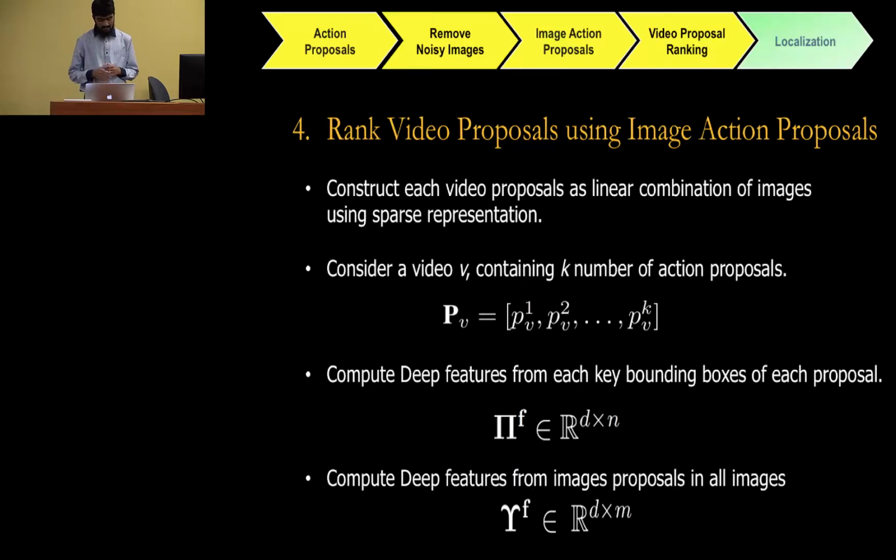And then we have this matrix epsilon, which shows us the concatenation of the VGG features of all the images. So we have multiple action proposals in the images and we make a kind of dictionary out of that, and this matrix epsilon basically shows us all the action proposals in the images.